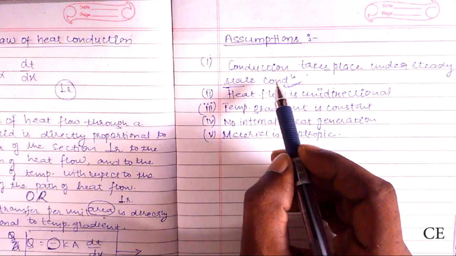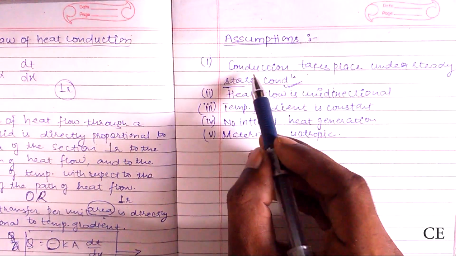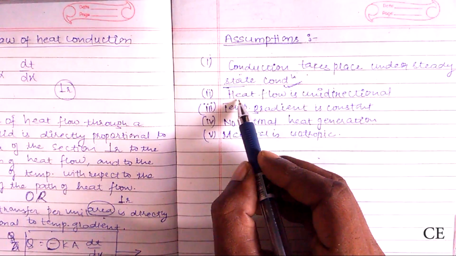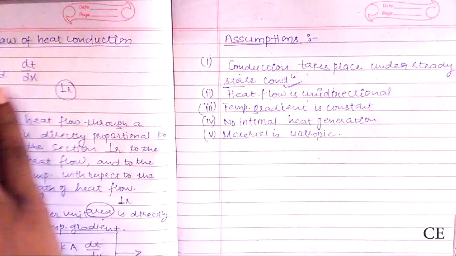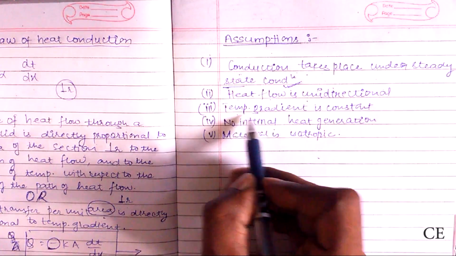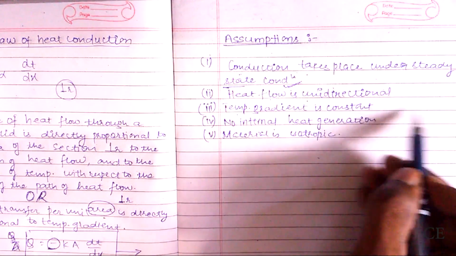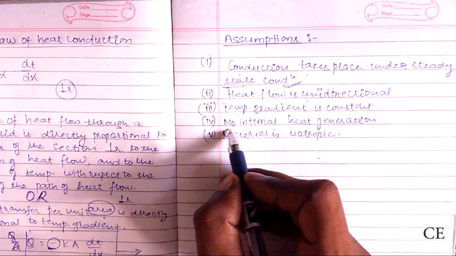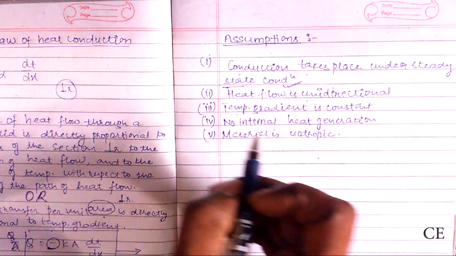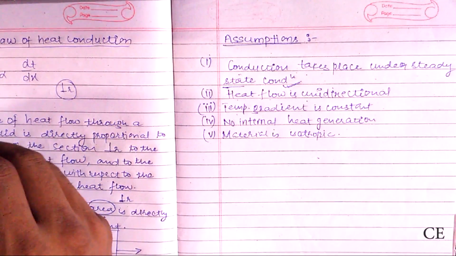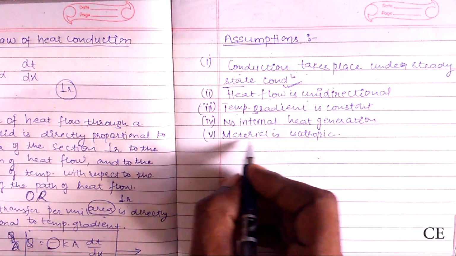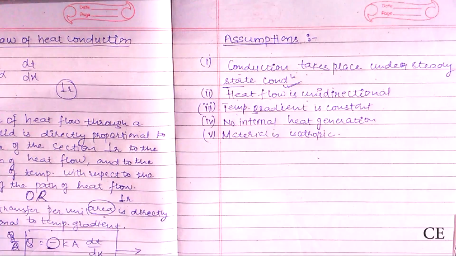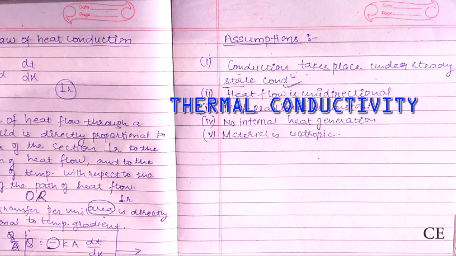There are some assumptions in Fourier's law. The first assumption is conduction always takes place under steady state condition. Second, heat flow is unidirectional, so heat will flow in a single direction. Temperature gradient is constant, so dT over dx will not change along the direction, so temperature distribution will be constant. There will be no internal heat generation, meaning that internally no heat generation source will be available, and the material will be isotropic, meaning that the value of K is constant throughout the body or the substance or the material.